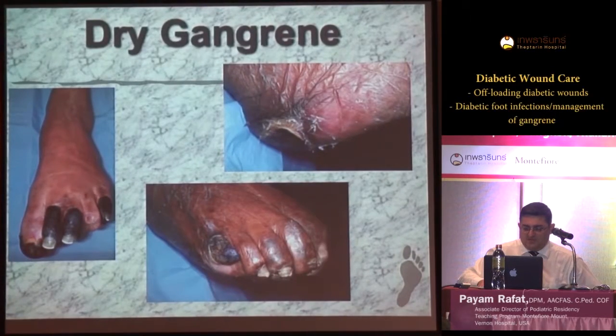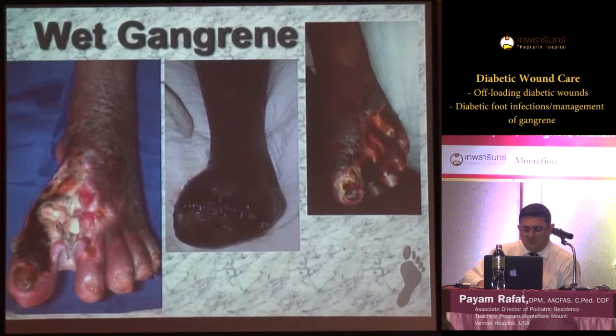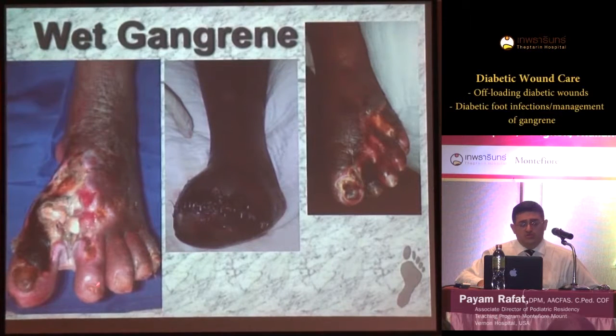Some diabetics may develop dry gangrene. This is not an urgent, emergent kind of issue, but sometimes these will auto-amputate, or the patient may opt to have them amputated. Sometimes they develop wet gangrene, which is a more urgent issue. The area is usually infected, and this would need urgent debridement or potential amputation.